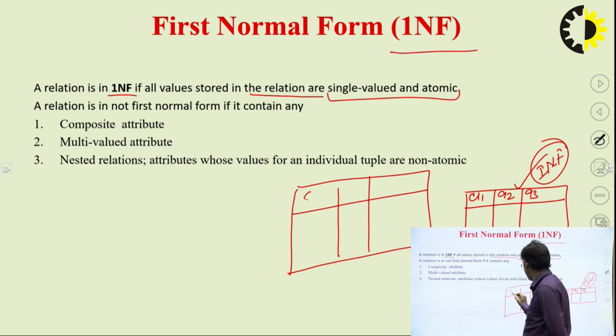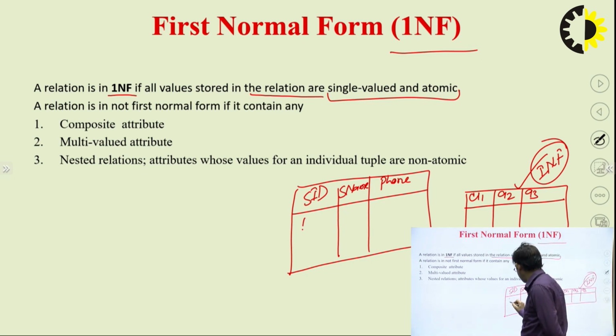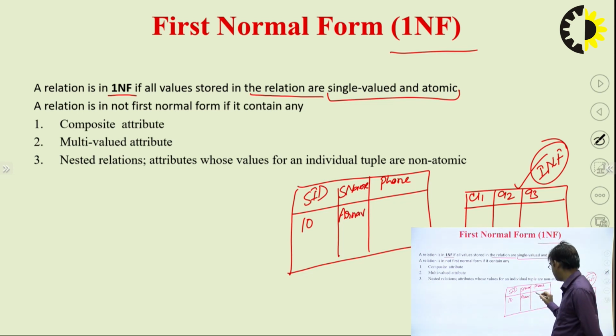Let's suppose a table with student ID, student name, and phone number, and I'm going to identify whether the given table is 1NF or not. Let's suppose student ID is 10, name is Arnav, and he has multiple phone numbers. Let's suppose 6395 is one phone number and 8584 is another phone number.